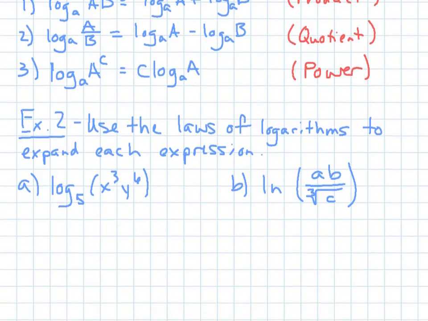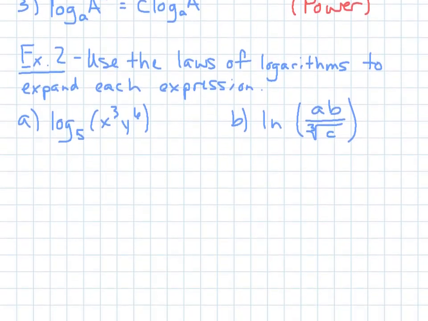So, for letter A, you have the log of x cubed y to the 6, base 5. And so here I see that there is multiplication between my x cubed and y to the 6. So then I would like to use the product property to separate them. The product property tells me that when I have two things multiplied to each other, I can write them separate with addition in between. Notice how I still use the same base, and I don't change anything else. I just create two logs instead of a single log.